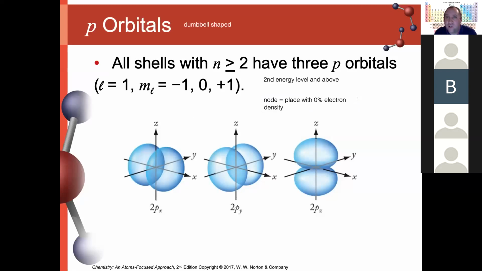And anytime we refer to a node, we're talking about a place in our electron cloud or our electron orbitals where there is no chance of finding an electron. And as we get into higher and higher energy levels, the number of nodes in those orbitals actually increases. But we will always find one node in a p orbital in that spot between the two lobes of the dumbbell. There will always be a node in that area.